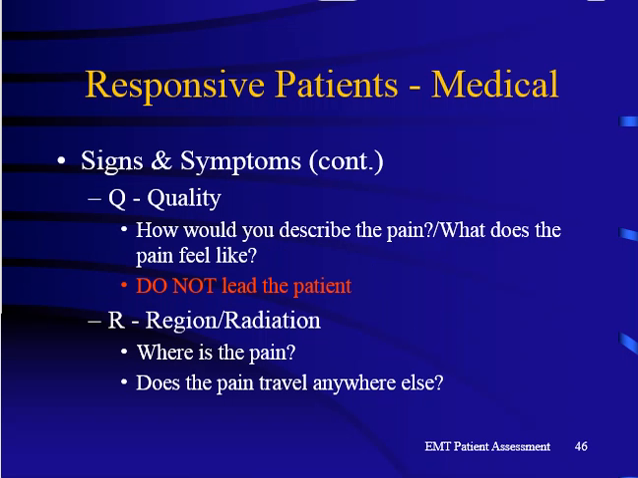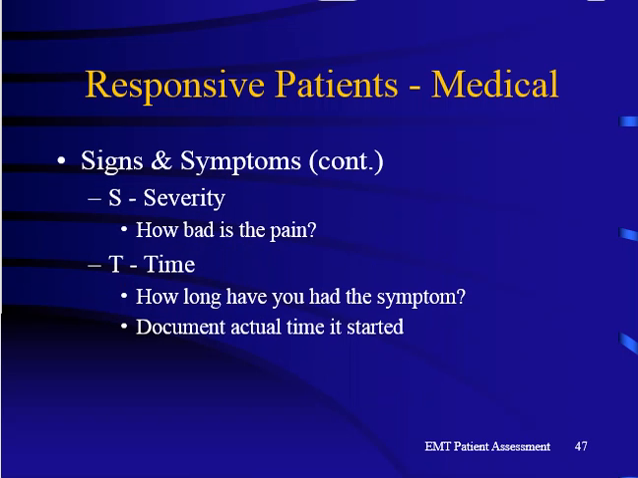Describe the pain. What does your pain feel like? Do not lead the patient ever into what the pain is. So give them multiple choices of what the pain is. Is it dull, sharp, stabbing? Never give them one. Don't say one thing. Never lead them down a path. Let them tell you what's wrong with them. And then radiation. Where is the pain? Does the pain travel anywhere else? Does it go up the shoulder, into the neck, or anything like that?